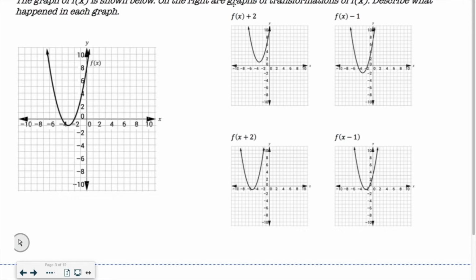So that's all you're doing. If it's outside of it and it's adding or subtracting to the y, then it's going up or down. If it's inside your parentheses and you're adding or subtracting, that means it's going to the left or to the right.